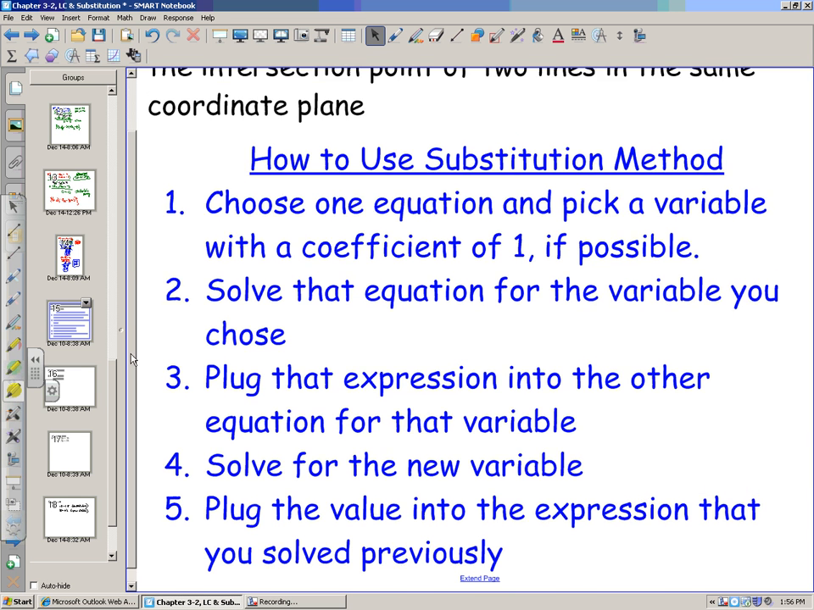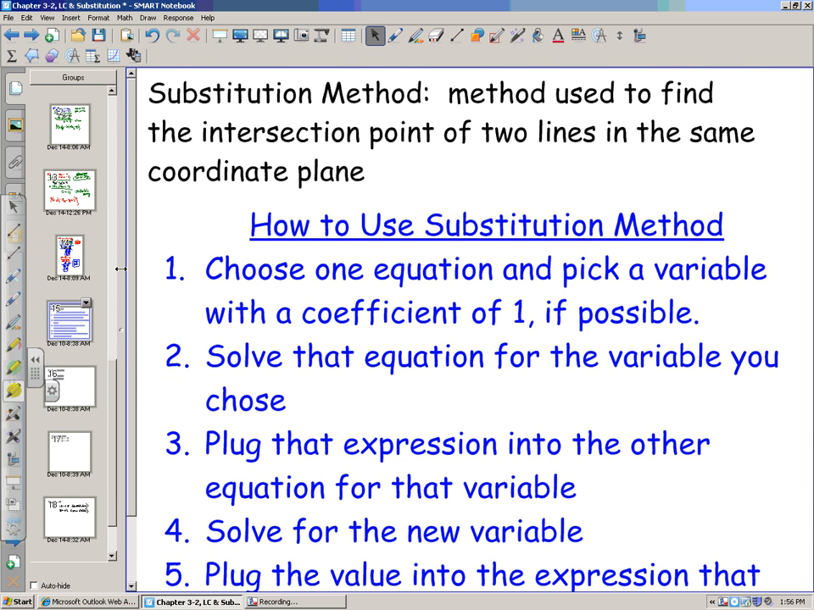Chapter 3-2 continued, substitution method. It's another method used to find the intersection point of two lines out in space as long as they're in the same coordinate plane. Now that is very important. They have to be in the same plane because if they're not, then you do not have an intersection point. Now, we've already done graphical. We've already done elimination. We're doing substitution today.